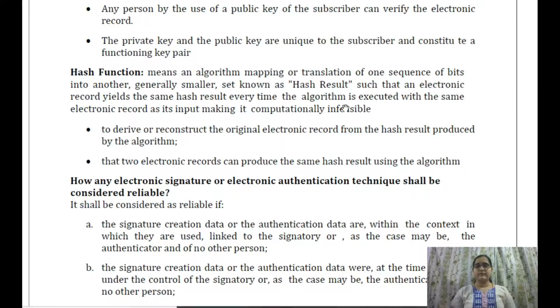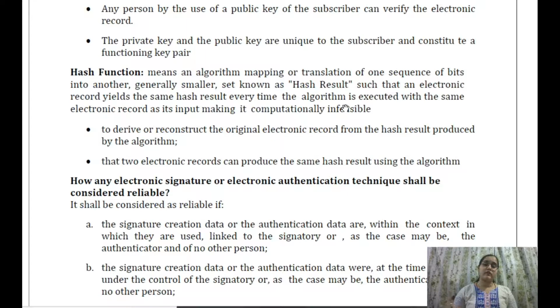If something gets disturbed within the program, then we won't get the hash result and the document can't be retrieved. Therefore, every time you use the algorithm, it will provide the same hash result with the same electronic record as input, making it computationally infeasible. Means computationally you cannot crack the code to extract the data unless you use the same hash result with the algorithm. Therefore, it is used to derive or reconstruct the original electronic record from the hash result produced by the algorithm. So the algorithm produces the hash result, which helps in rebuilding the original electronic record. If any damage happens to the hash result, you cannot retrieve the original electronic record.